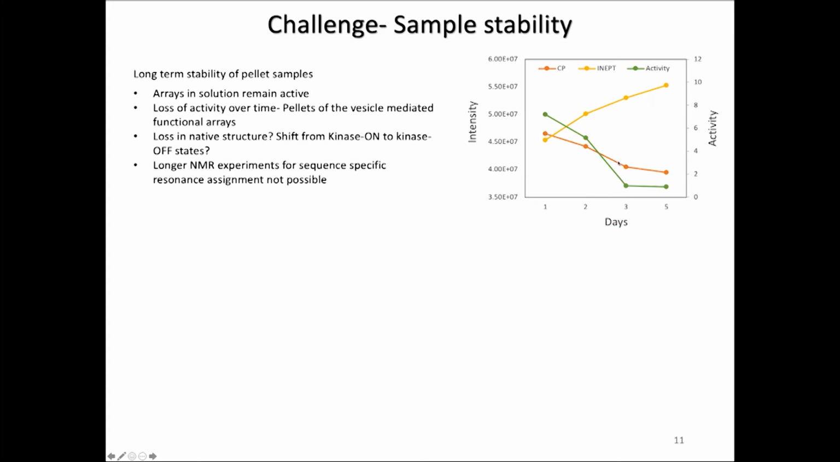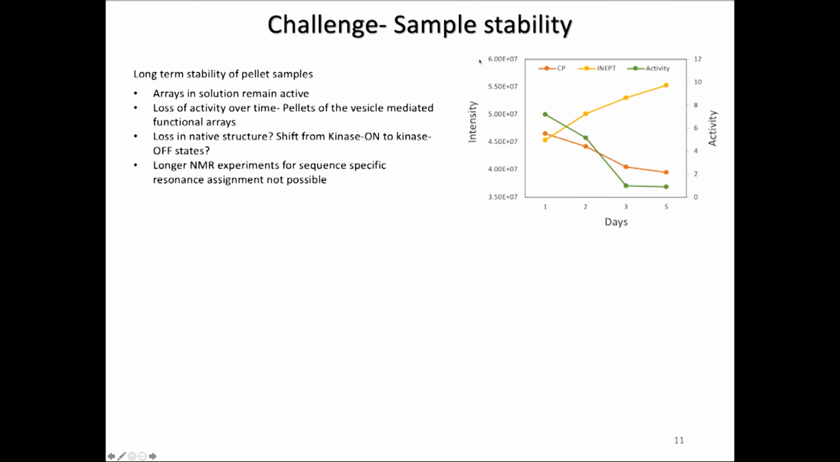We were seeing a reduction in CP intensity, whereas an increase in the INEPT intensity. So the sample was progressively getting destabilized, probably. So maybe there is a loss in native structure, or maybe the sample is shifting from kinase on to kinase off states. But the bigger challenge is that we cannot really do longer NMR experiments if we want to figure out the sequence specific resonance assignments.